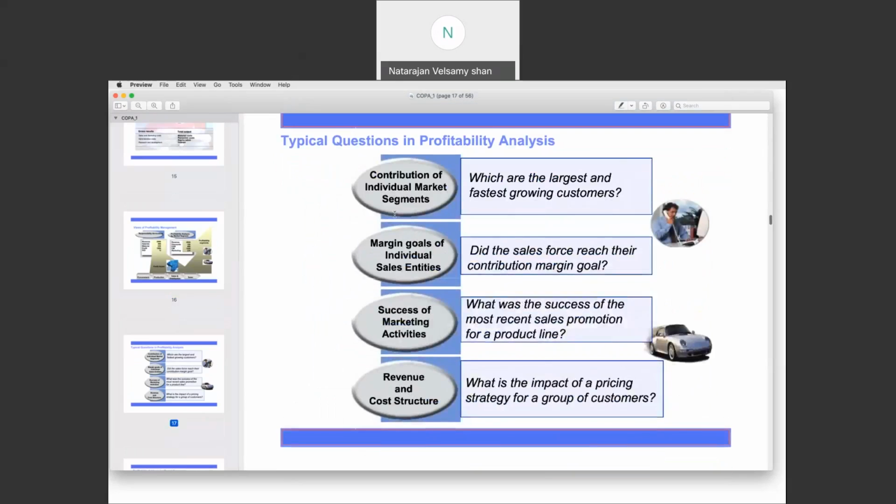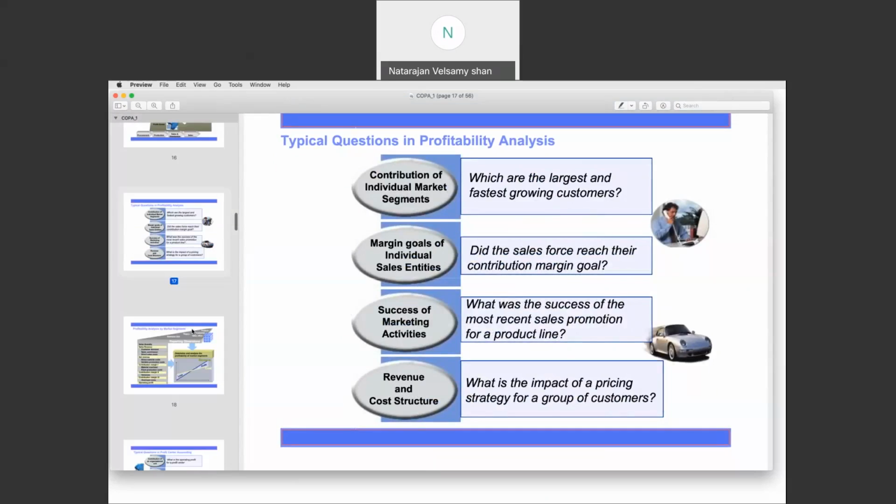Typical questions in profit analysis: contribution of individual market segments, which are the largest and fastest growing customers, margin goals of individual sales entities, did the sales force reach their contribution margin goal, success of marketing activities, what was the success of the most recent sales promotion for a product line, revenue and cost structure, what is the impact of pricing strategy for a group of customers. For all these questions, COPA can give the information: how much revenue, how much cost, whether the project is a success, whether the promotion is a success, like that.